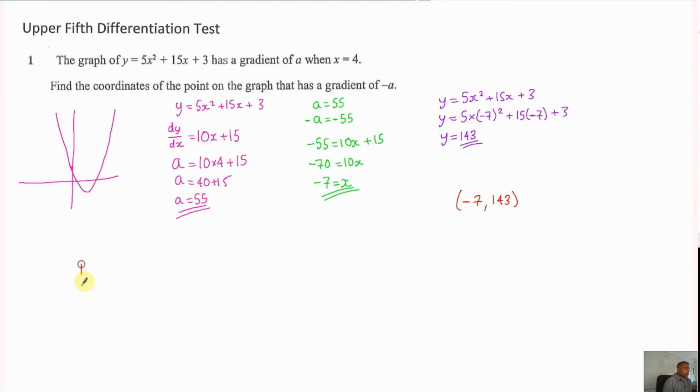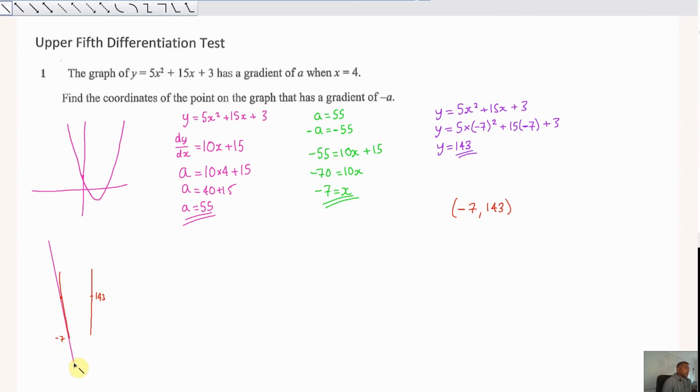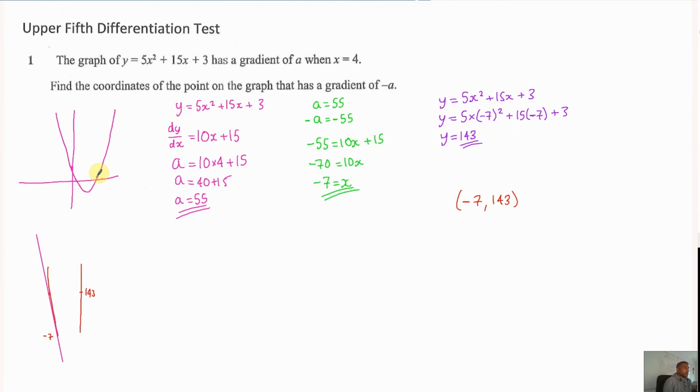So if you imagine we've zoomed all the way up there, and that's the graph going down like that, that's the point where it's minus 7, 143, and the gradient at that point will be minus 55. What we worked out earlier is that at point 4 it has a gradient of 55, and that is how you work out this question. It's important to get a full understanding, and if you're sketching graphs and showing your full working, that's exactly what you need to be doing right now to maximize your understanding and your marks in this question.